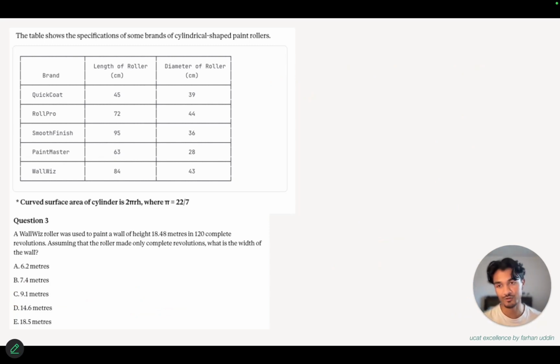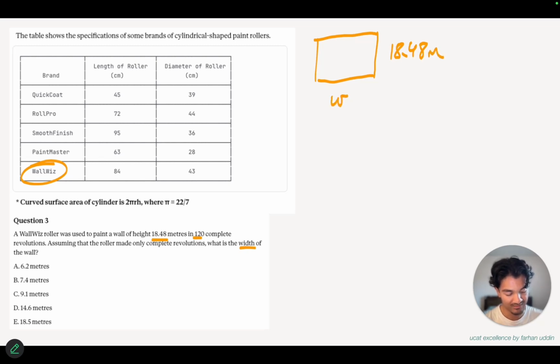All right, so let's go through this question together now. Wall Whiz roller was used to paint a wall of height 18.48 in 120 complete revolutions. Assuming that it only made complete revolutions, what's the width of that wall? That's what we're looking for here. So just to visually draw this out, we've got a height, which is 18.48, and we are looking for the width in this case. And the way we find that is by finding the area, dividing by 18.48, which gives us this width.